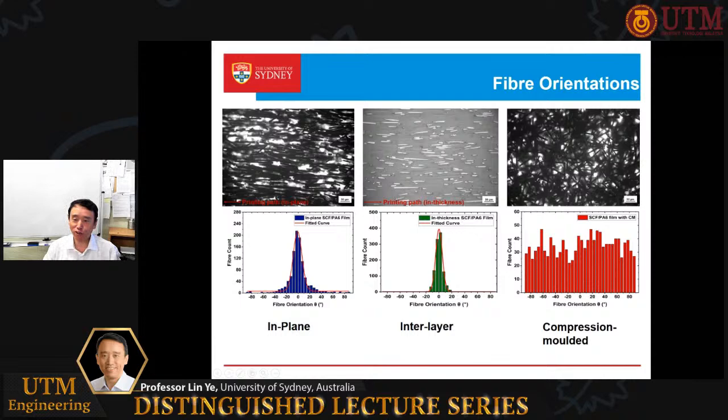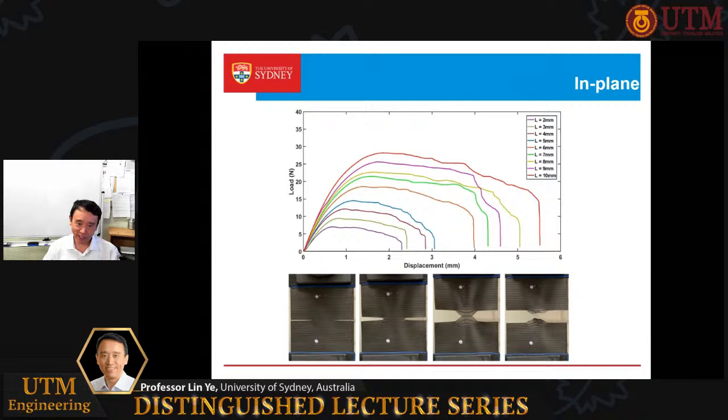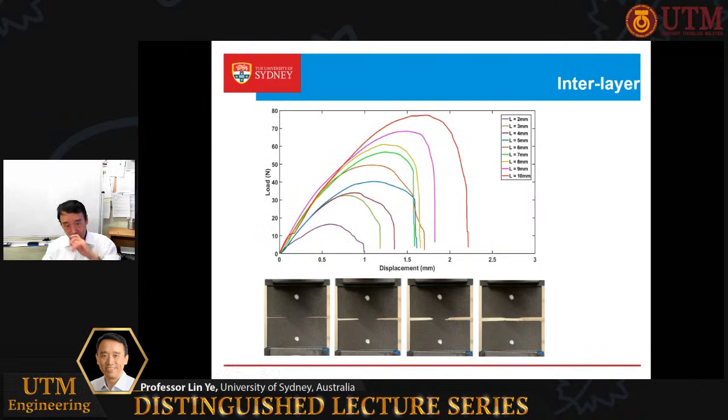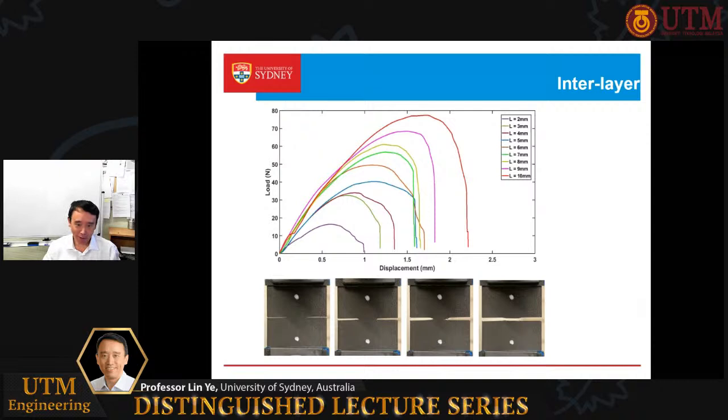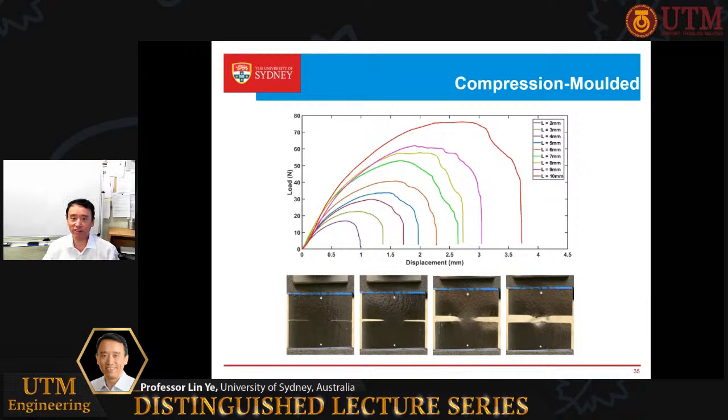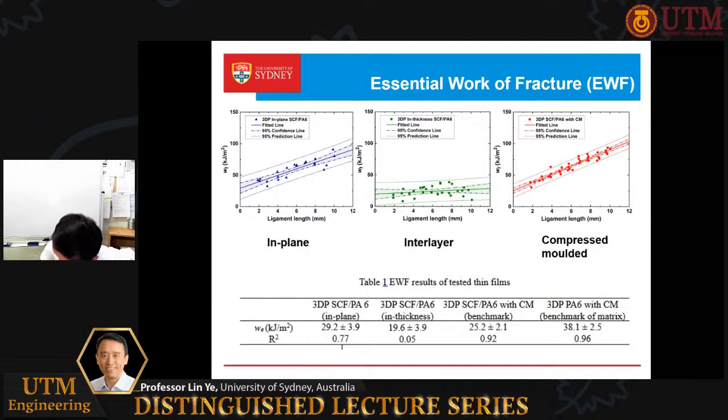Then we follow the same technique to characterize the essential work of fracture. This is for the different ligament lengths. There's the in-plane, then this is the interlayer, and you can see a similar thing. This is a similar stress load displacement curve. In this one you can see there is already overlap in the curve, so it means there is some effect from the defects inside the material. This is the third after compression molding. You can see the quality is better. If you follow the same data regression technique, we can estimate the essential work of fracture inside this kind of short fiber composite.